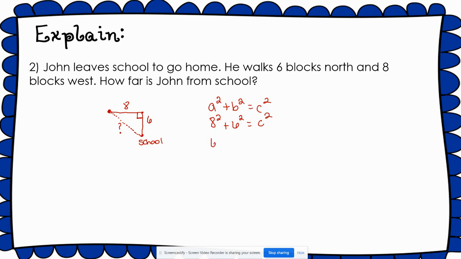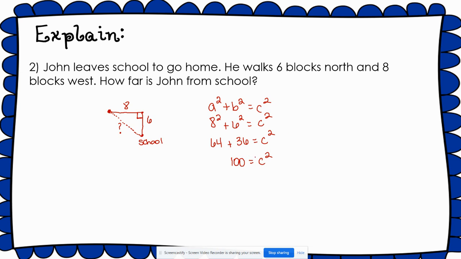Well, 8 squared is 64 and 6 squared is 36, and again we're missing c squared. When we add 64 plus 36, we get 100. So our equation says 100 equals c squared. Again, c is not by itself yet. You do not have an answer at this point because c still has an exponent of 2.